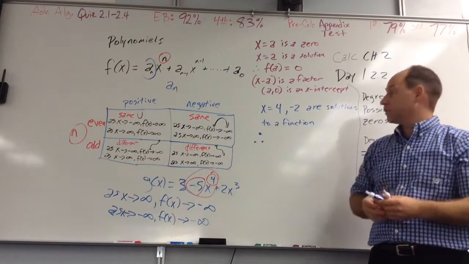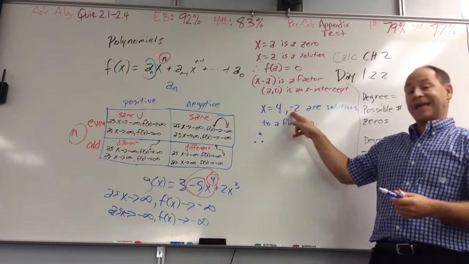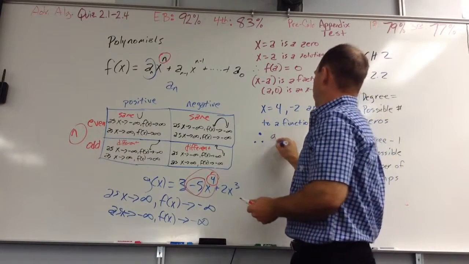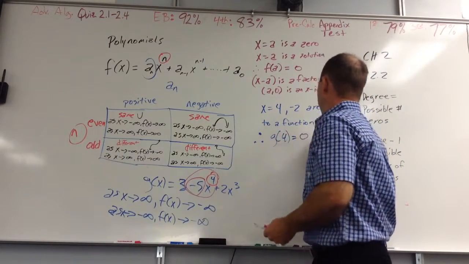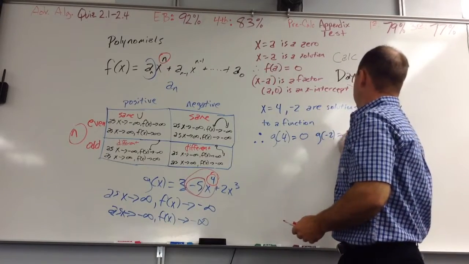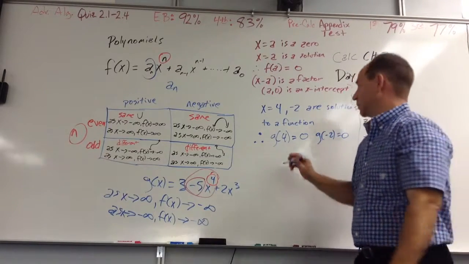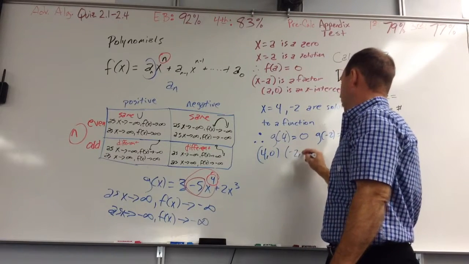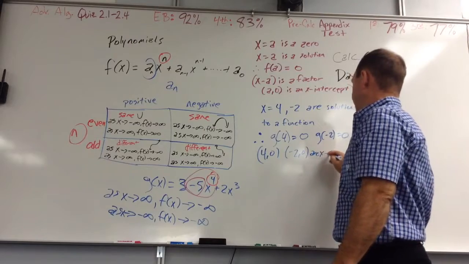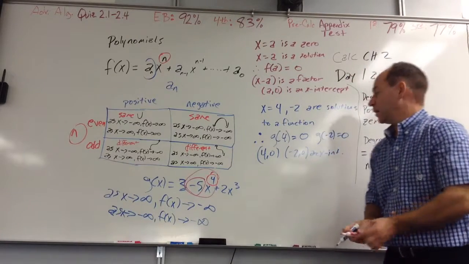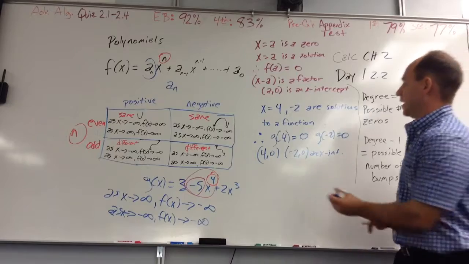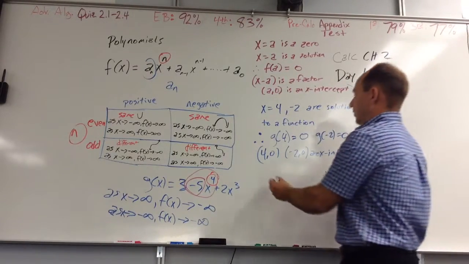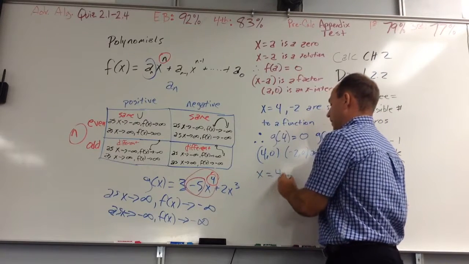So when I say that x equals 4 and x equals negative 2 are solutions to a function, that means that the value of g at 4 is 0. The value of g at negative 2 is 0. But you know what it also means? It means that (4, 0) and (negative 2, 0) are x-intercepts. Okay? What else does it mean? Well, that means that x equals 4 is, did I say it was a solution up here? They said they're solutions. It means that x equals 4 is a zero.